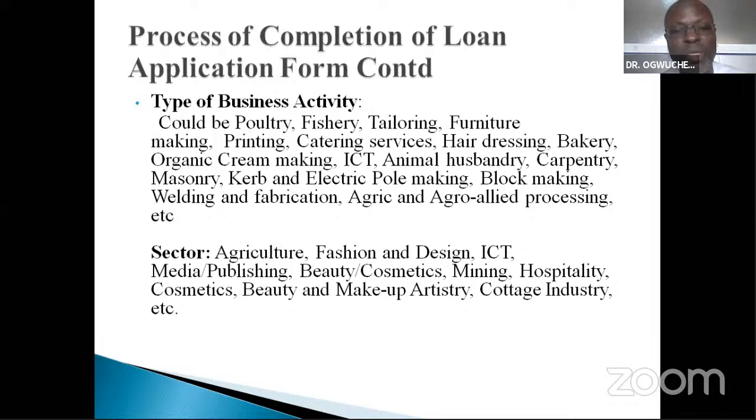So if you are in a business activity like poultry or fishery, those come under agriculture naturally. If you are into tailoring, of course, it falls under fashion and design. If you are into organic cream making, it comes under cosmetics and then beauty and makeup artistry. So that's how you differentiate between the business activity and the sector.